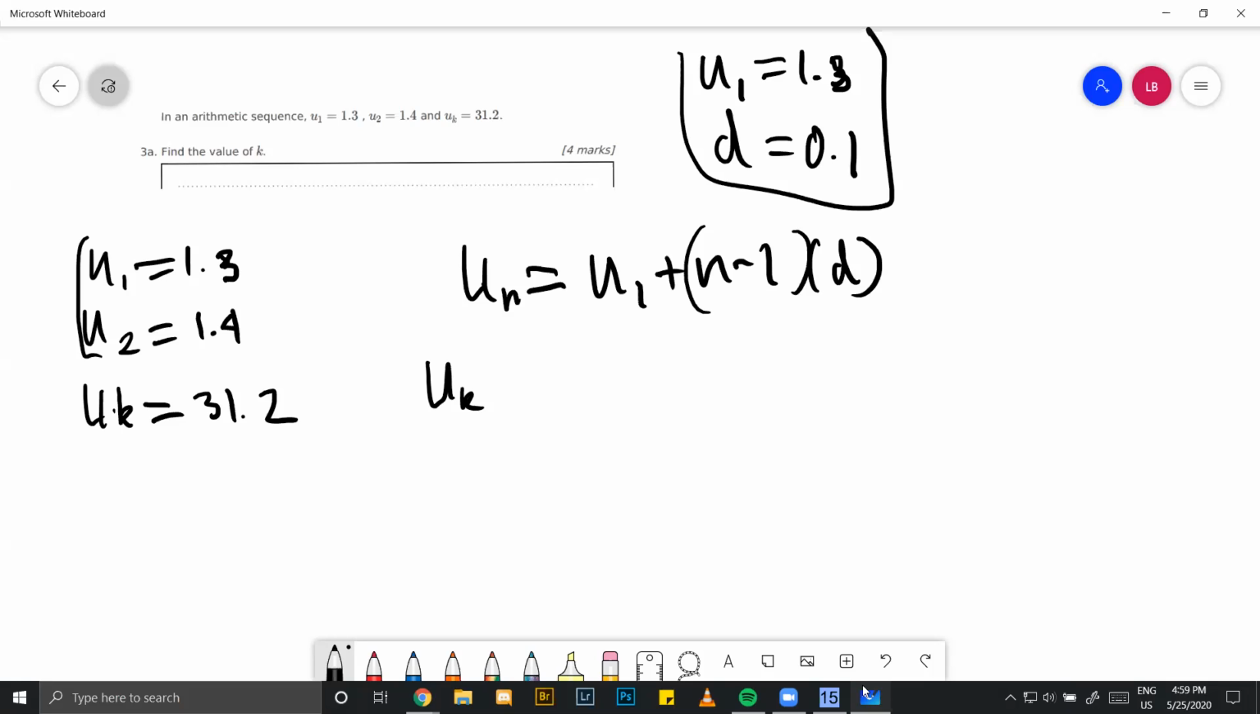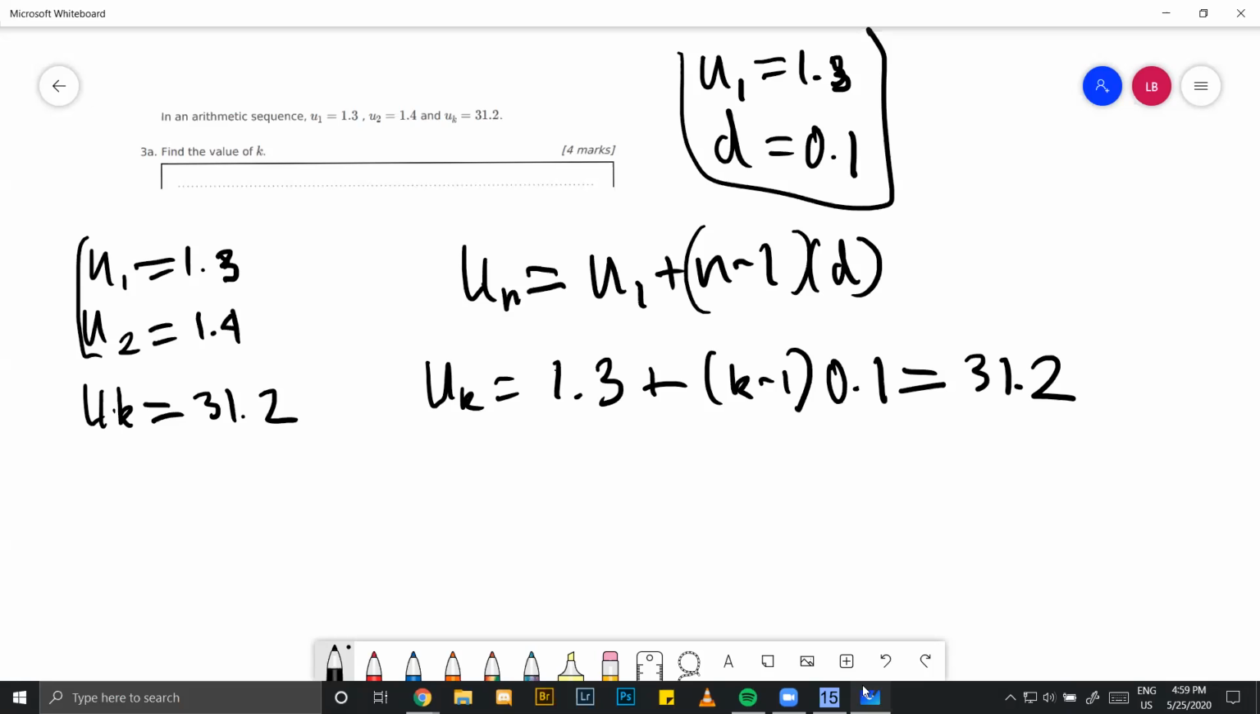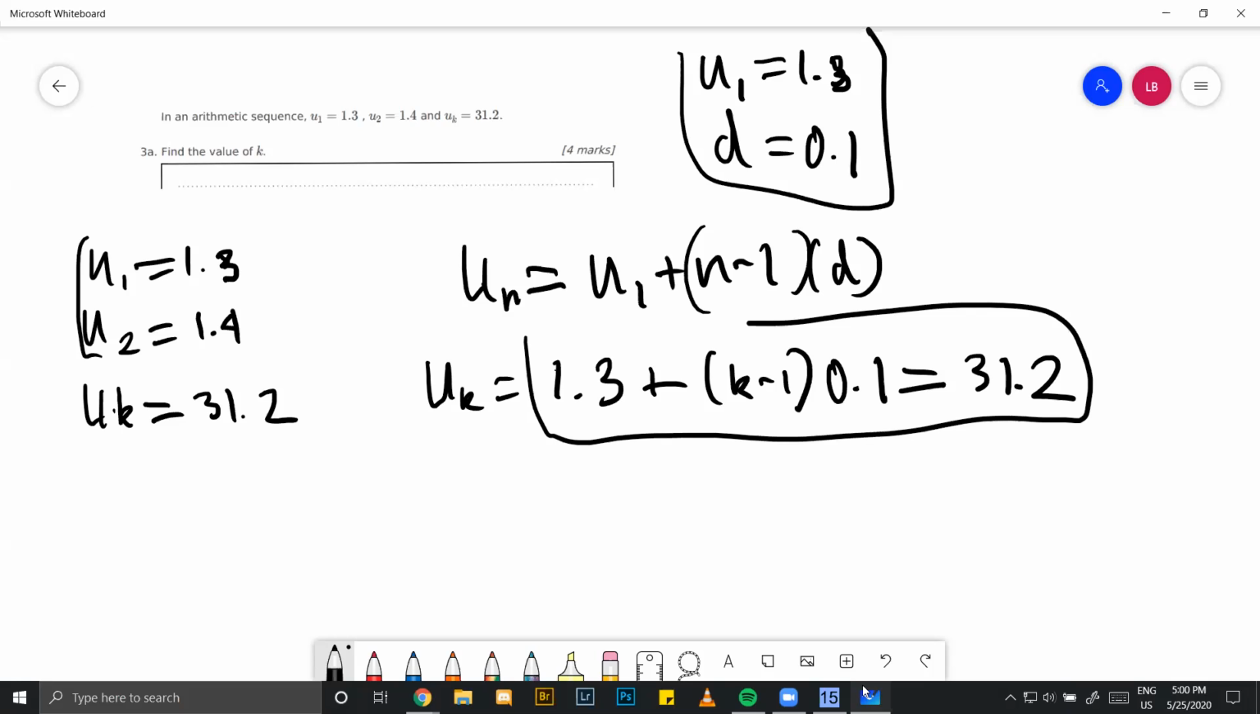So our uk is going to be equal to u1, but now let's replace u1 with 1.3 because we know that, plus k minus 1 times our d, which we know, so we're going to plug it in, so we're going to make it 0.1. And we know that's equal to 31.2. So now look at this part of the equation over here and solve for k.